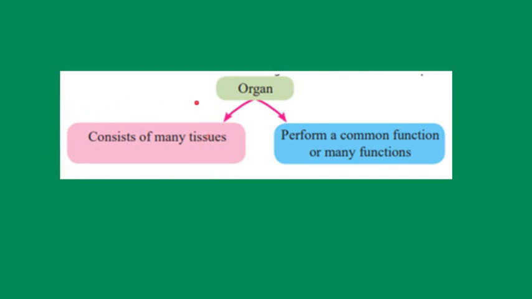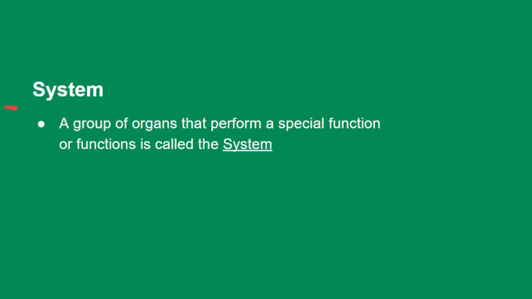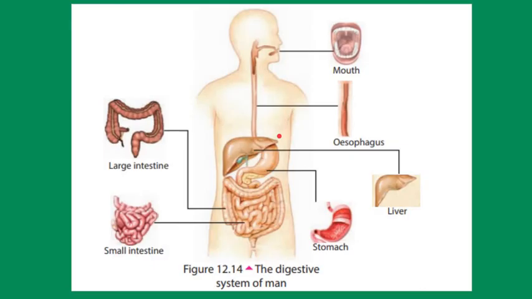Okay guys, so now as I said earlier, an organ consists of many tissues and they perform a common function or many functions. Moving on, we are going to talk about a system. Now, a group of organs that perform a specific function or functions, of course, is what is known as a system. Now, you have many systems.